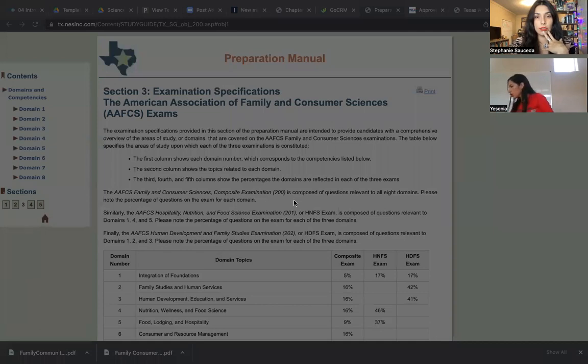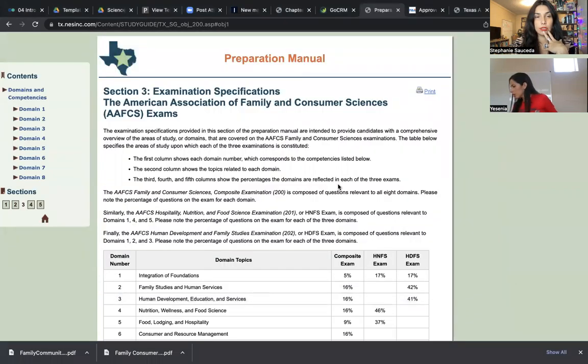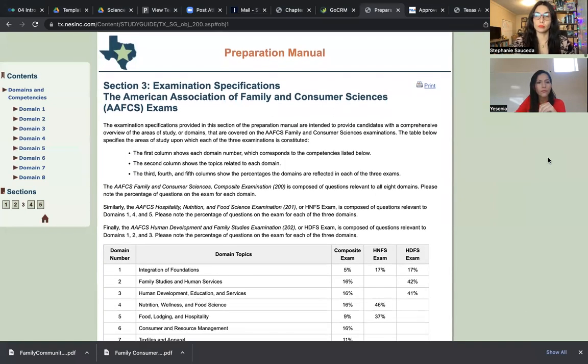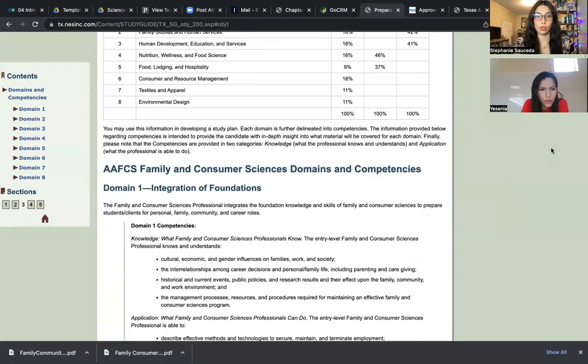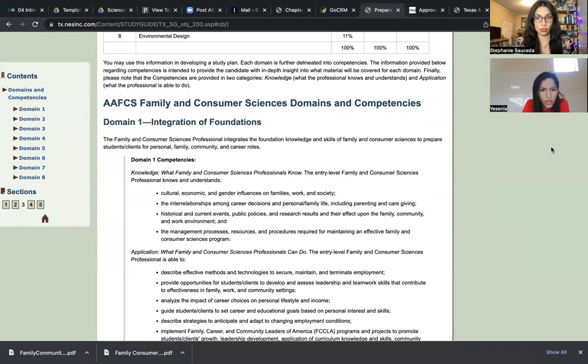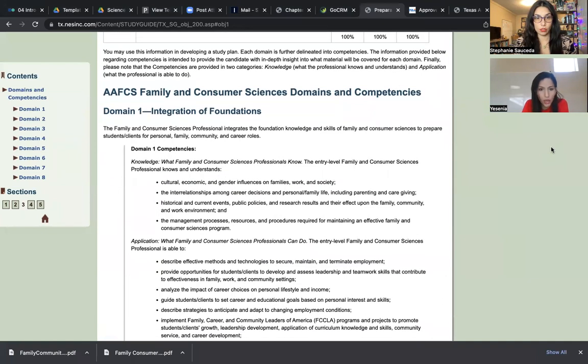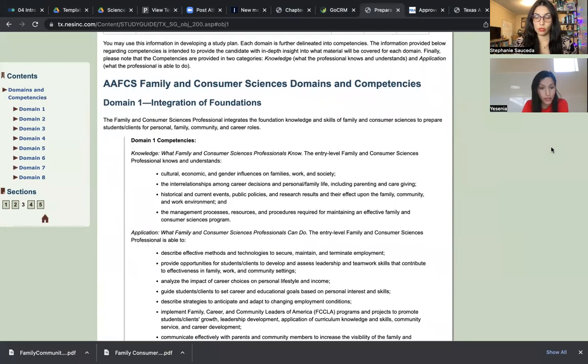It's formatted because it's from the TA. Yes, that's correct. It's because that one says examination specifications, and the one that I printed was the preparation manual. But if you go down to integration and foundation, look right here. It says cultural, economic, and gender influences on families, work, and society. This is the one that I got from their website, and I guess it does look the same.